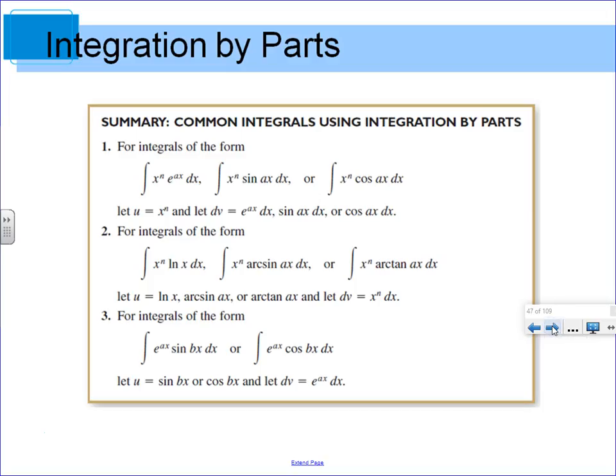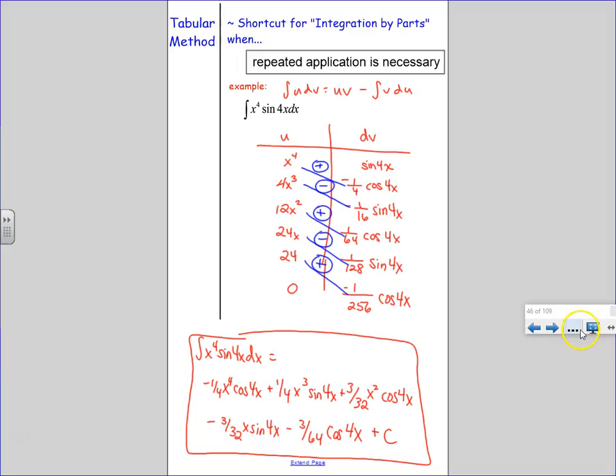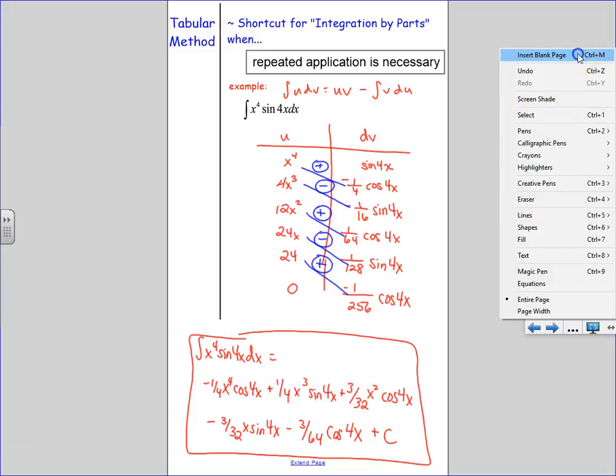So what if I was to ask you to use, oh, I don't want to do that quite yet. What if I was to ask you to use the tabular method to solve with integration by parts of the following.